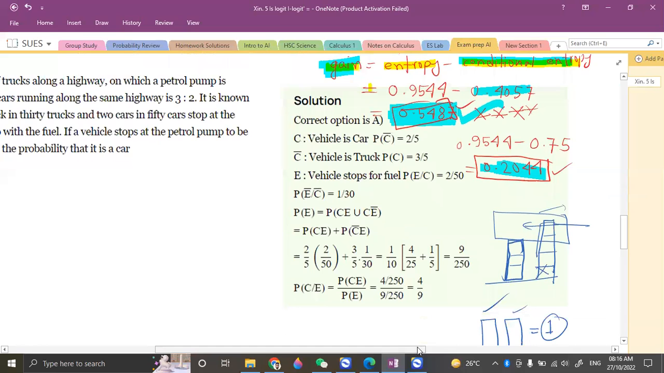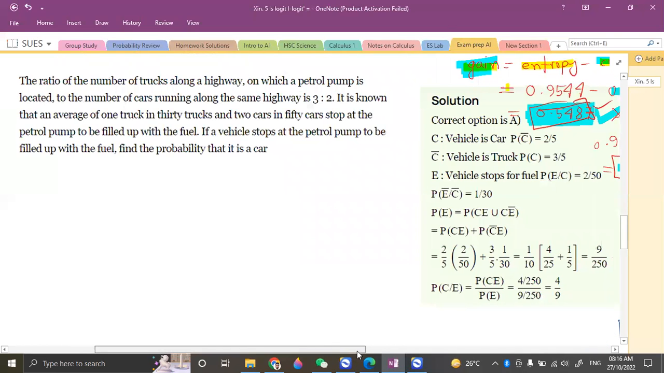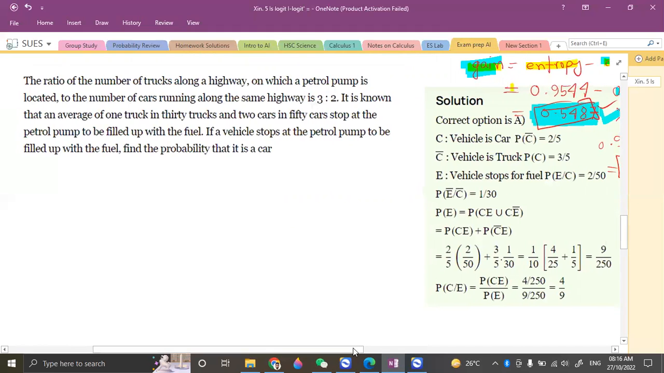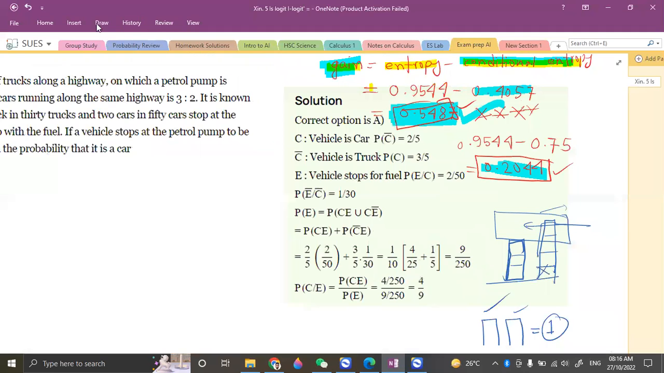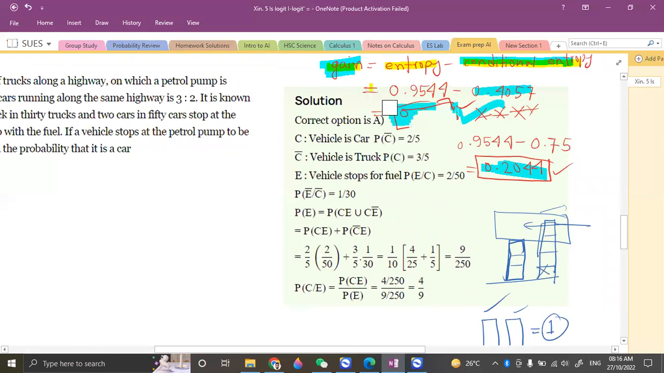So let's see the next question. The ratio, okay, this one, the ratio. I have to erase them. Just a moment. It is the whiteboard.